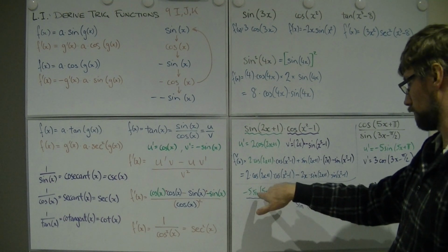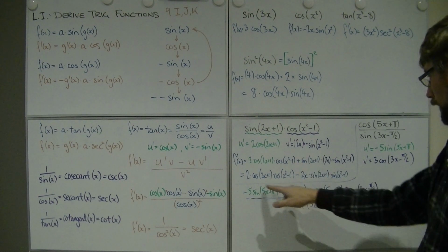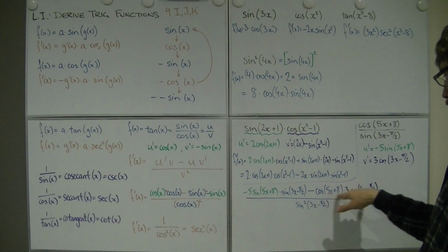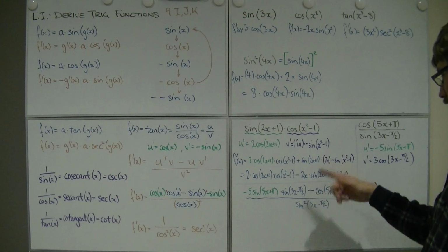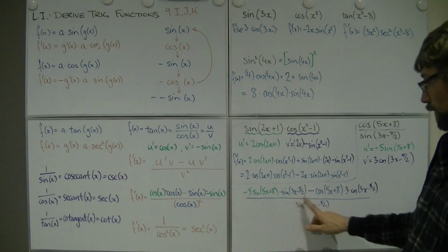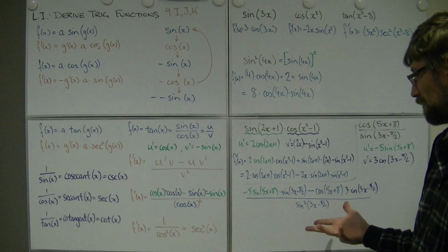Well, I've got sines, but there are different arguments. Just the negative 5 here. No, can't do anything with him. Here we've got cos, but different arguments. 3, negative 3, nothing much there. So I could cancel this with this, but then I'm going to end up with 2 separate fractions. So does that really make it any better?